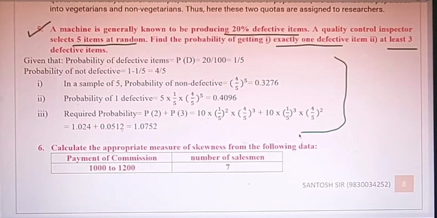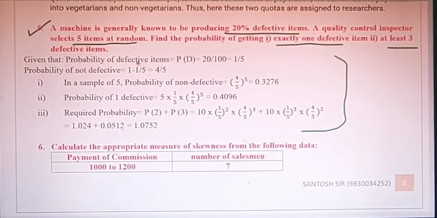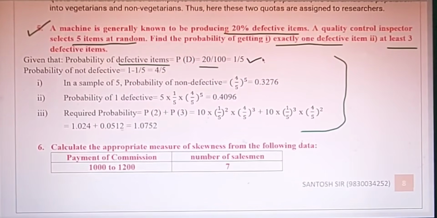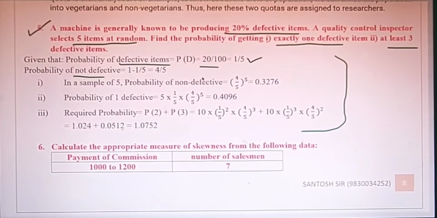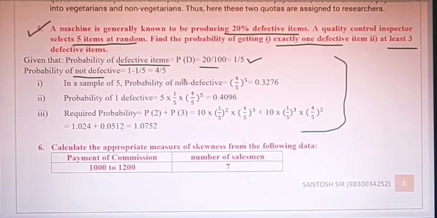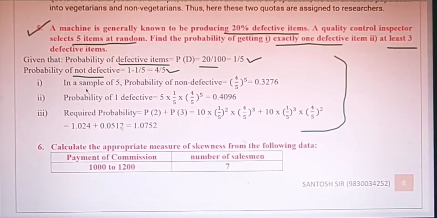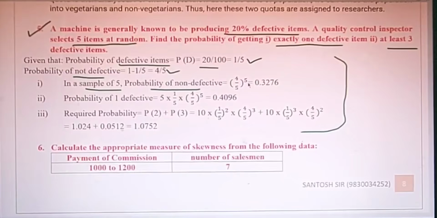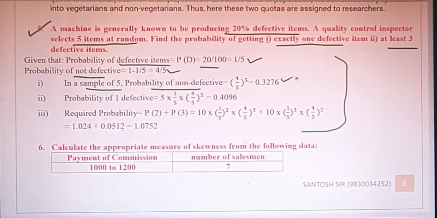Now here first one, the probability of defective item. Here 20% defective item means 20 by 100, that is equal to 1 by 5. Like that, the probability of non defective is 1 minus 1 by 5 or 80 by 100. So you will get 4 by 5. Now there is a sample of 5, there are 5 items that we picked up from here. So the probability of non defective will be 4 by 5 to the power of 5. So when you solve this, you get 0.3276.